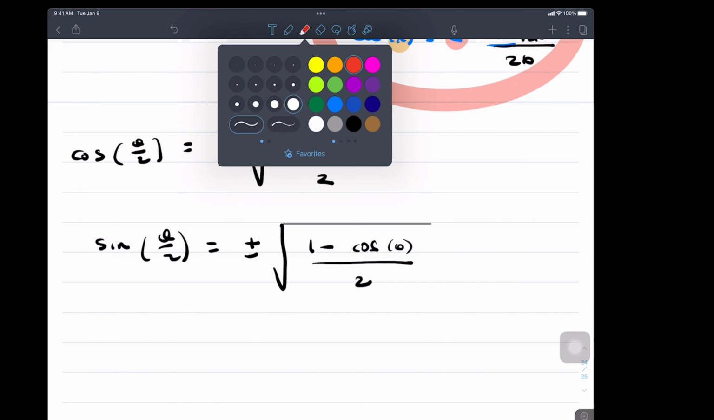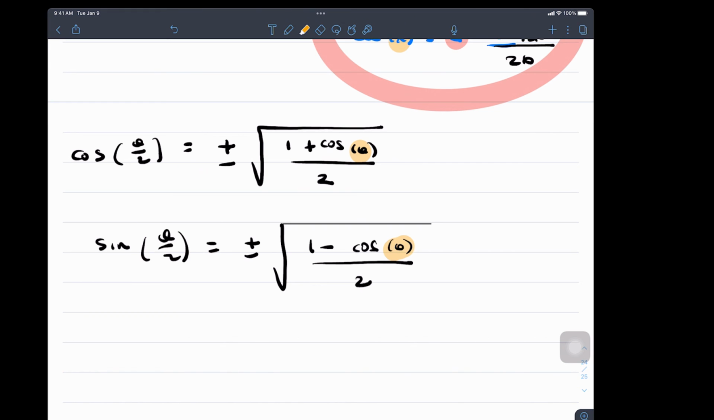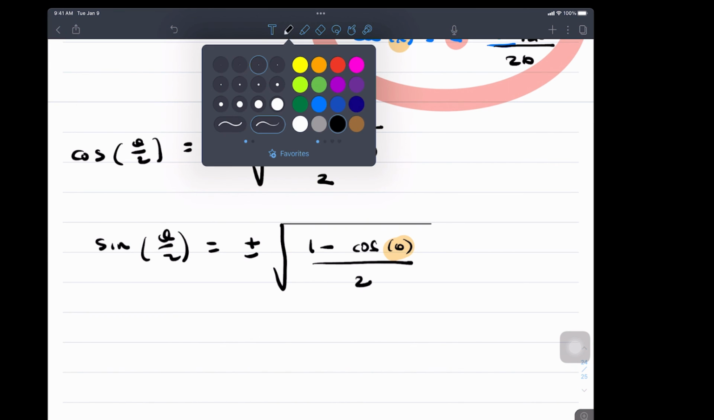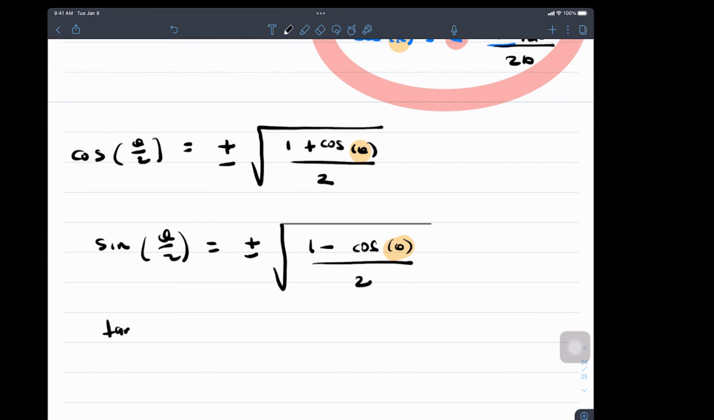These are all the full angles. What is tangent? You guys remember? Isn't that 1? It's plus or minus. Is that 1 plus cosine theta, I believe? Divided by what? Sine theta. Okay?